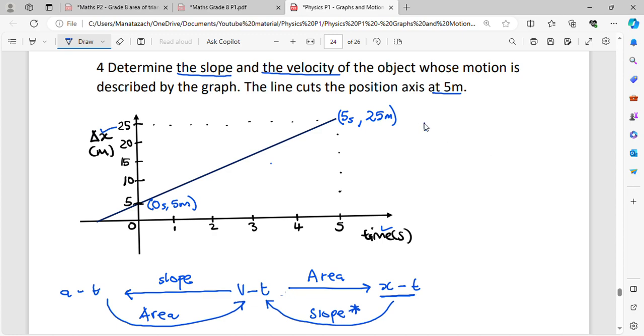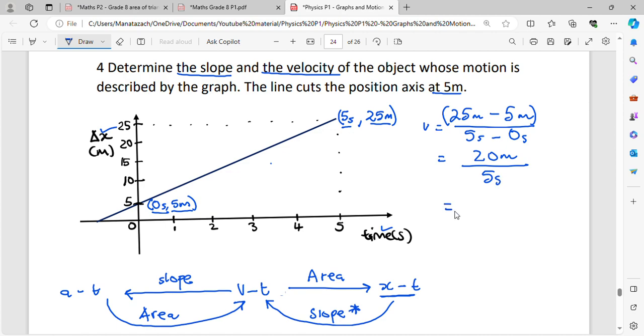So the slope, we can call it the velocity, is going to be the x coordinate, this one, minus this x coordinate, which is 25 meters minus 5 meters, divided by 5 seconds minus 0 seconds. 25 minus 5 is 20 meters. 5 seconds minus 0 is 5 seconds. So 20 divided by 5 is going to be 4.